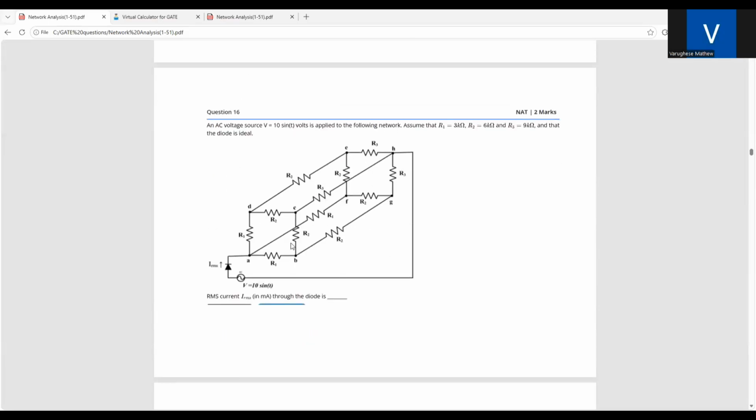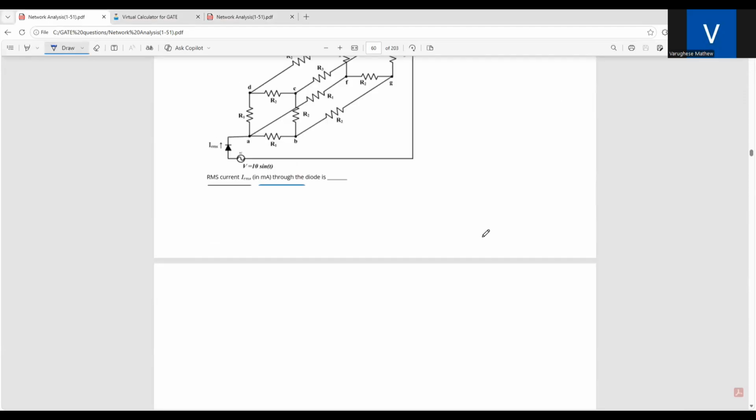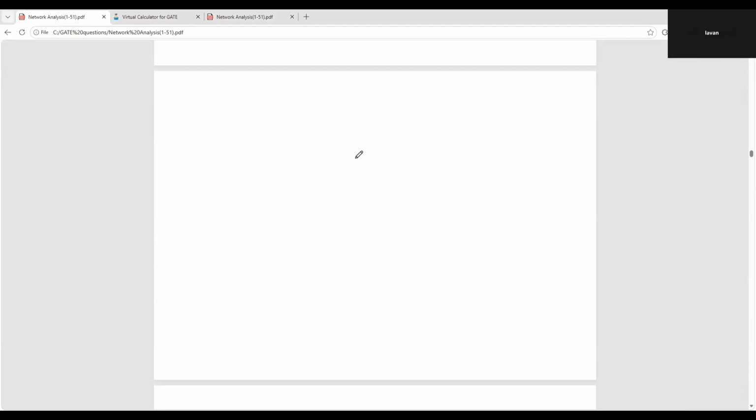Now, the other day, what we did was we found out the equivalent resistance. And after that, we found out what is IRMS. Do you know what is IRMS? What do you mean by IRMS? Root mean square. Root of mean square. Why do we do root of mean square?